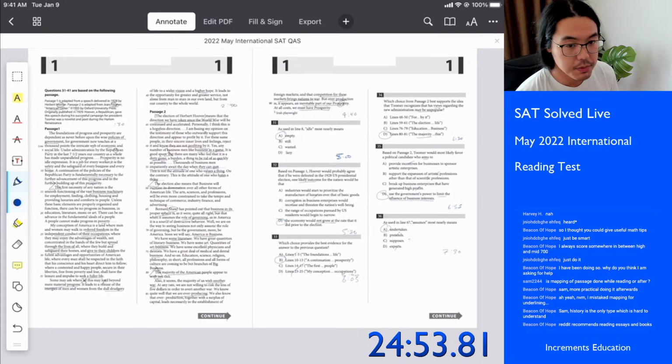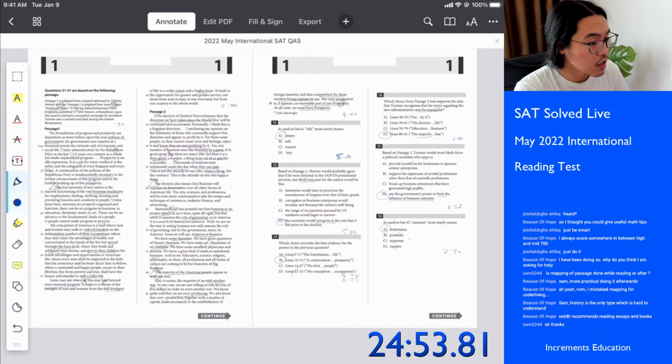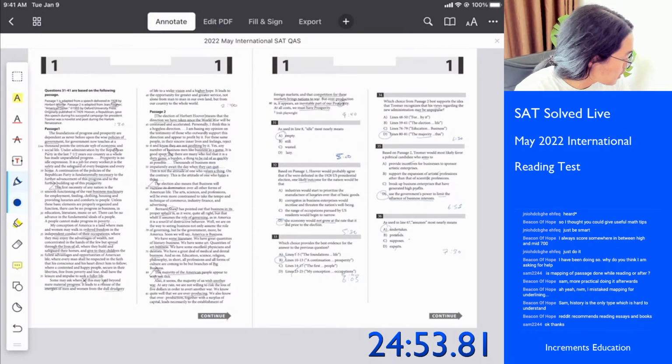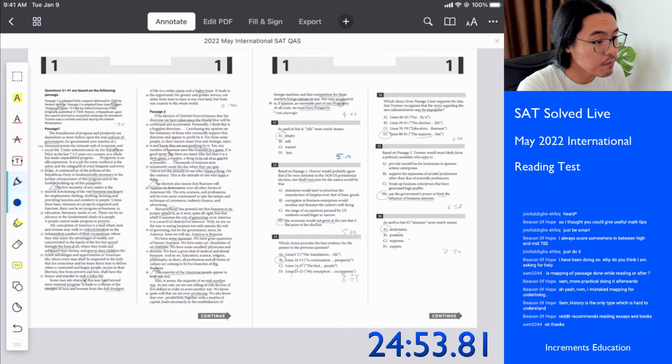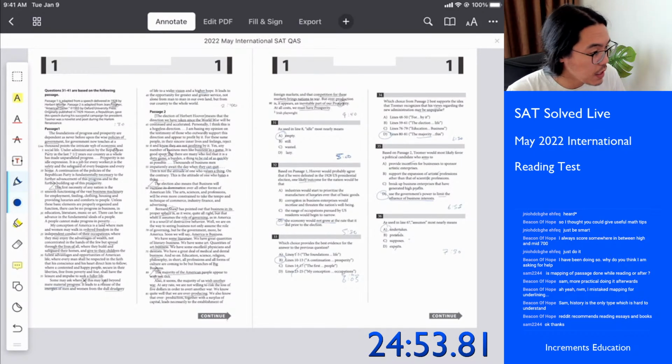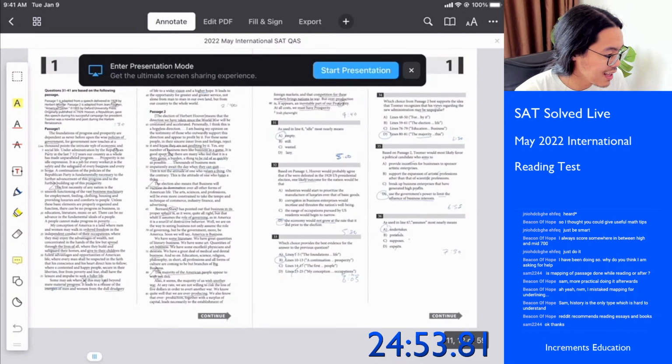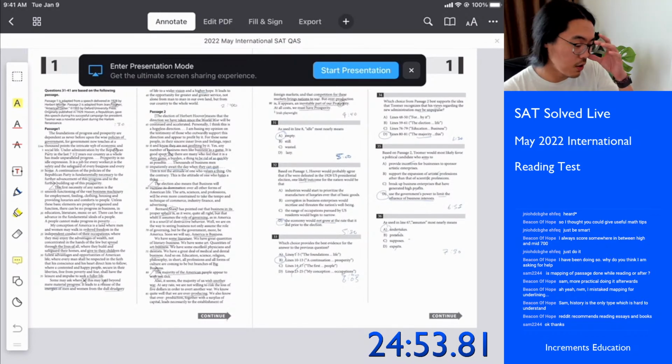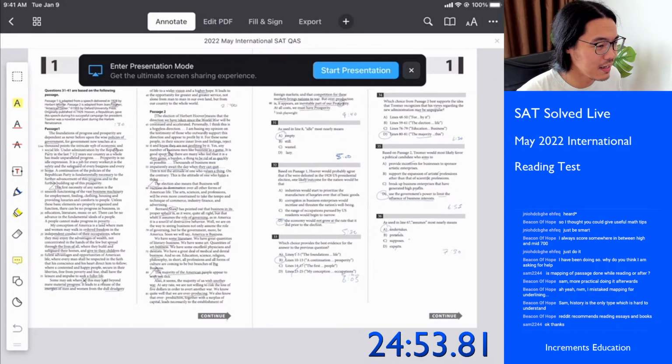All right, let me go and pull up the answers. What was this? May 2022? International 2022 May International. By the way, guys, just another reminder that this particular PDF has a bunch of typos, and it's really low quality QAS reproduction. So just be aware that when you take this test, there's going to be a bunch of typos, and you just have to kind of deal with them.